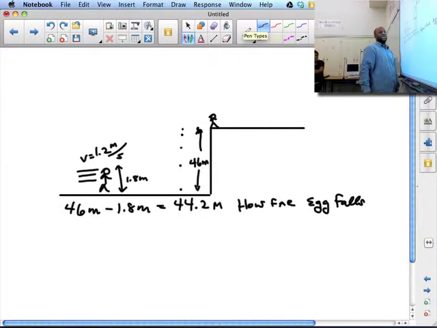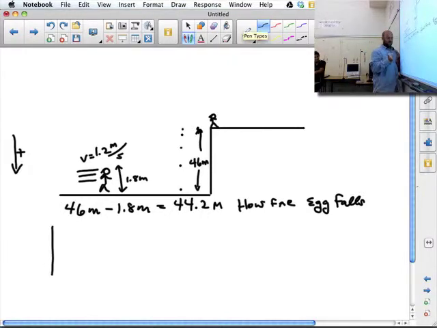What direction do you want to make down? That's a good question. What direction do you want to make down? Down. How about what direction you want to be positive? Down. It doesn't matter, right? I like down positive here because you have acceleration down. Okay. I like velocity graphs. That's how I'm going to do it. You could do this so many ways.